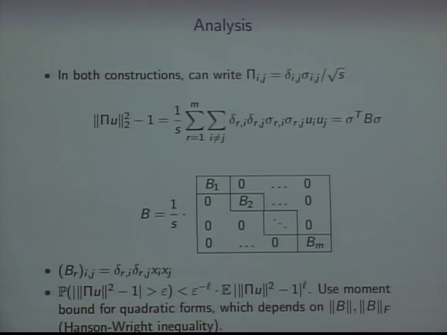And you can use the moment method. And there is a moment bound that's known for quadratic forms. It depends on the Frobenius norm of this matrix B, and it also depends on the operator norm of this matrix B, the L2 to 2 operator norm. And once you bound those things, you plug it into the Hanson-Wright inequality, and you get exactly what I promised you. Okay? So I'm not going to go through that calculation, but that's how it goes.